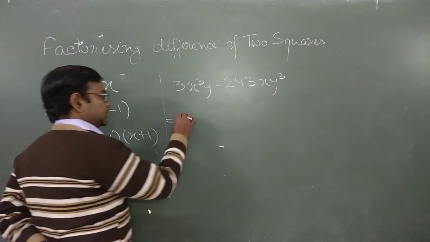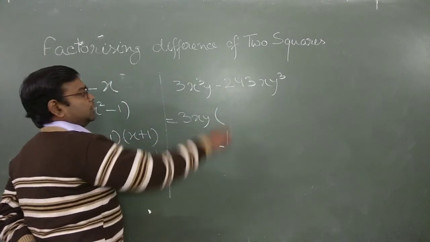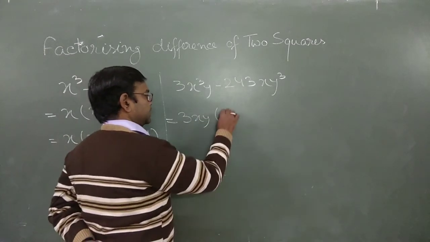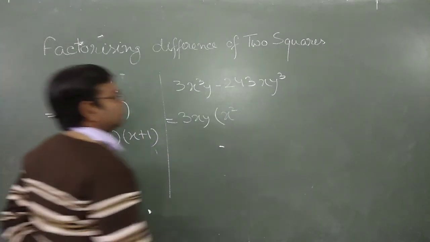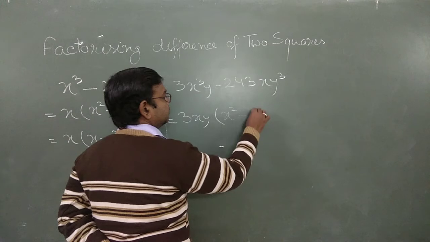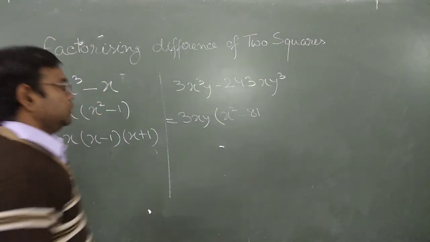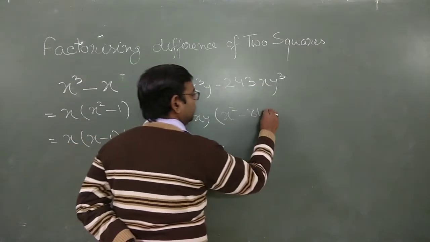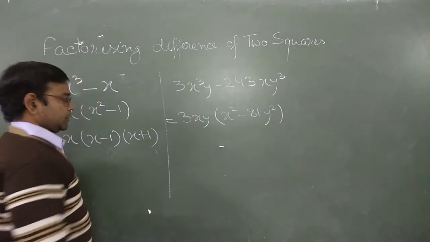So we can easily take common 3xy. Inside this one we have x square. First thing is x square. Then what about this? 3 times 27 is 81. Now again here x and y common, we have y square. Now we can easily find out the factors.